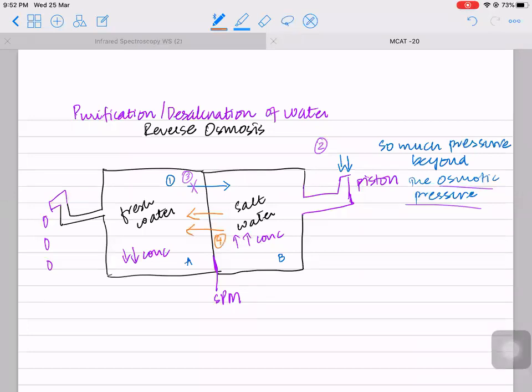This happens because you have applied so much pressure. Now there will be reverse osmosis. This is not a natural phenomenon. Osmosis was spontaneous, it was natural. This is not, because you're applying pressure. So now there will be movement of the solvent from B to A, and it will leave the solute in B. The solute will stay here and the water will move to A, and you can obtain water from that.